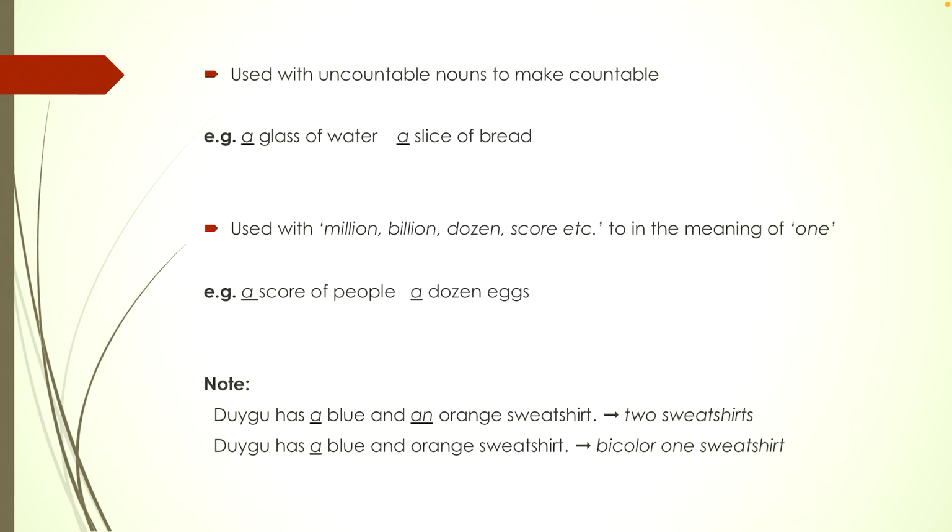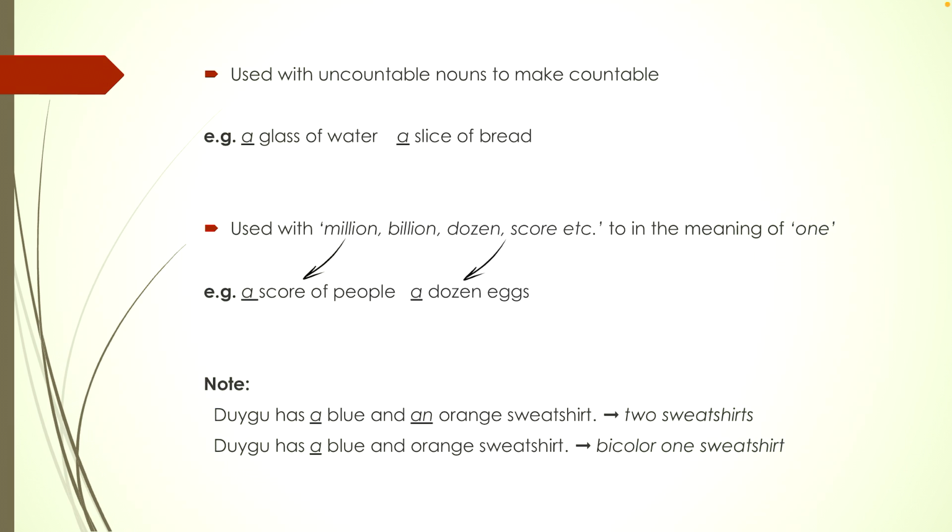We use indefinite articles with uncountable nouns to make them countable, like a glass of water or a slice of bread. As you can see, water and bread are not countable nouns. So when we say a glass of water or a slice of bread, we make them countable. We also use a with million, billion, dozen, etc. in the meaning of one, like a score of people or a dozen eggs.